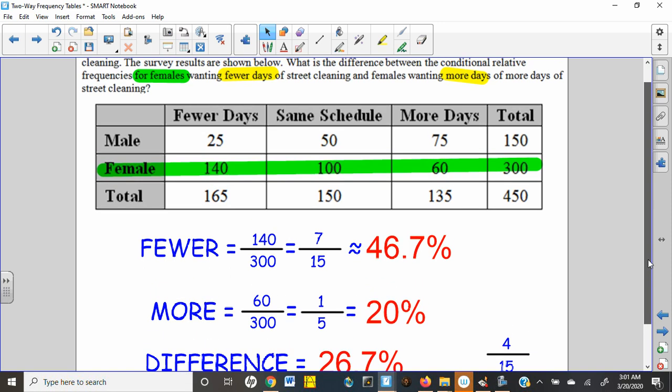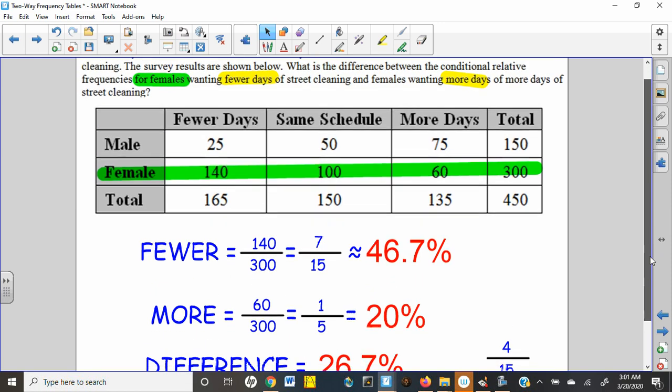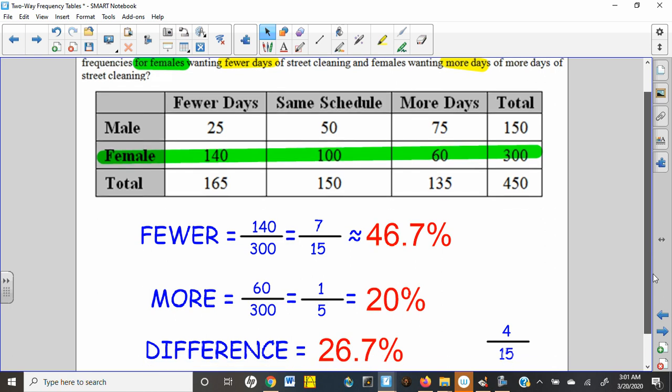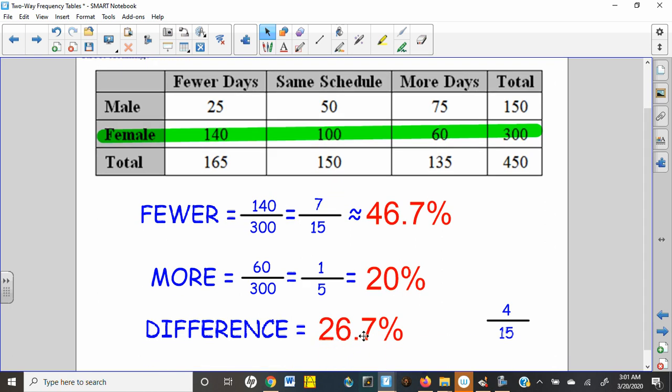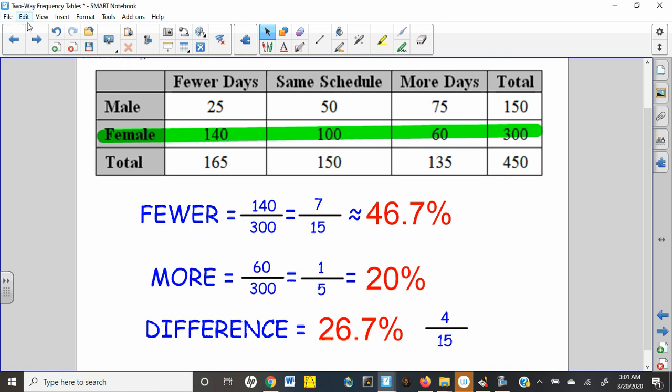This question, you know the difference between the frequencies, the relative frequencies. It did not say the answer had to be in a percentage form. So if you did 7/15 minus 1/5, it's a fraction. You would have gotten 4/15. That would have been okay for your answer, although as a percentage, that's 26.7%.